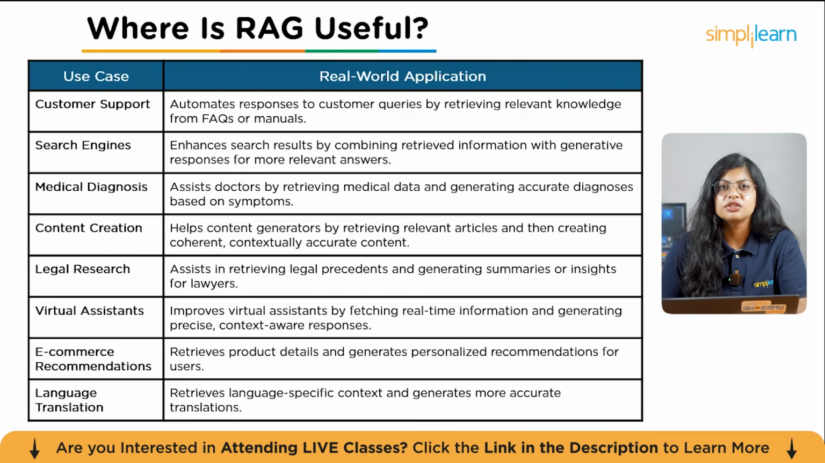In content creation, the problem is usually context and coherence. RAG retrieves relevant articles or reference materials and then helps generate content that is consistent, accurate, and well structured. This is especially useful for research-based writing.